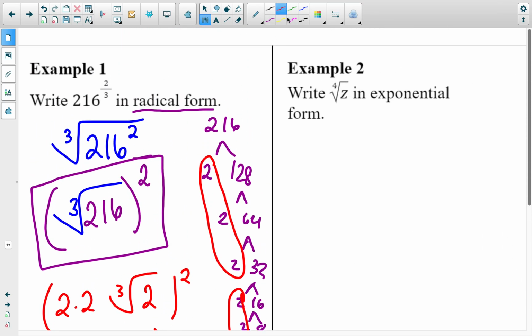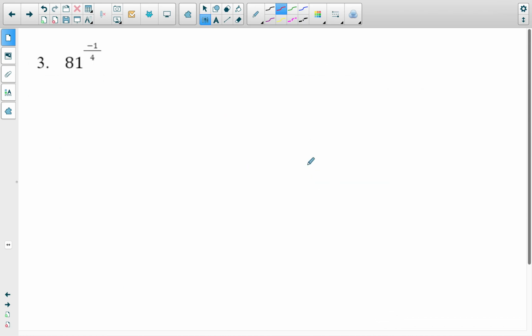And then the same thing applies with variables. So this z has a 1 right here, so we can rewrite this as z to the 1/4 power. That's what we mean by exponential form. All right, and the rest of your notes is just a few examples. I will go through a few that feel important to discuss.